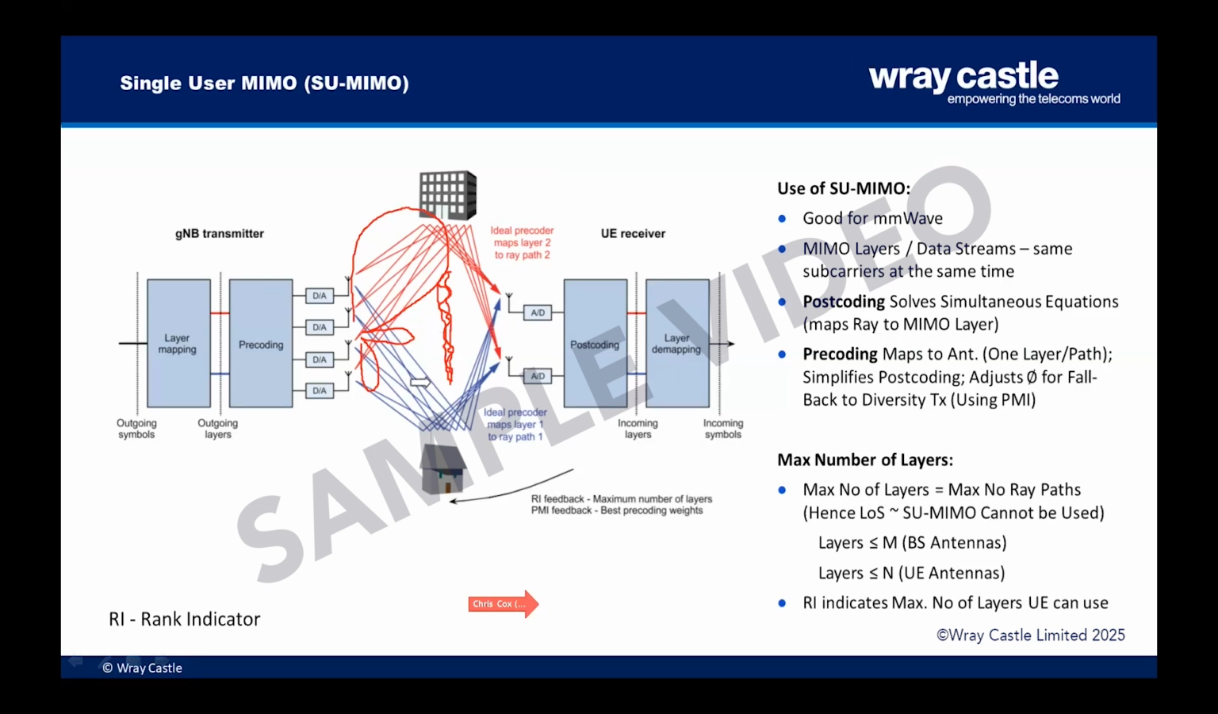The maximum number of layers that we can send and receive is limited by the number of ray paths which are available. So the mobile has to send feedback called the rank indication back to the base station transmitter to say, hey, base station, at the moment I can handle two separate layers. But if, for example, this ray path got obstructed, then the mobile would say, rank indication, can you cut down to just one layer, please?